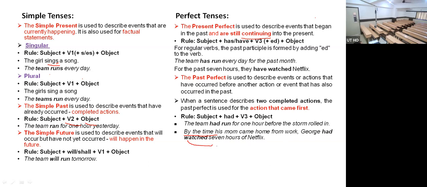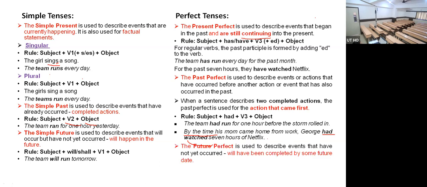George had watched 7 hours of Netflix happened first, and his mom came home after that. Okay, so the two actions, one happening before the other, you are using had plus the verb. I hope it's not becoming confusing. It's not meant to be confusing. I'm sorry if it is.